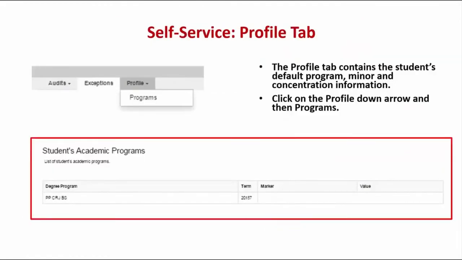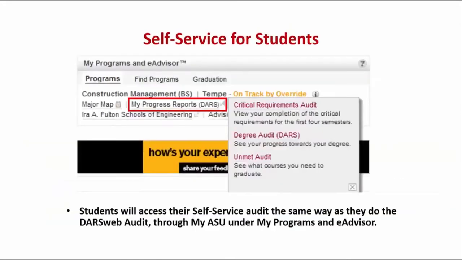The Profile tab contains the student's default program, minor, and concentration information. Click on the Profile down arrow and then Programs. Students will have access to their self-service audit the same way as they do in DARS Web Advisor, through My ASU under My Programs and eVisor.